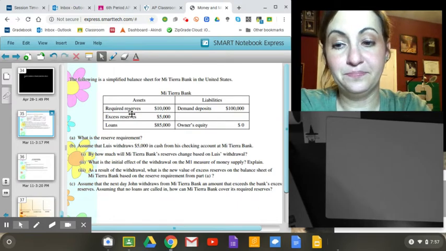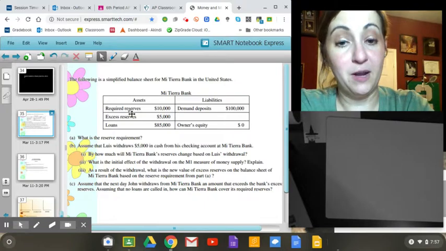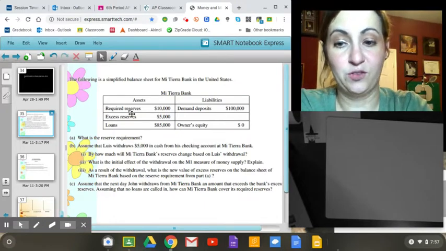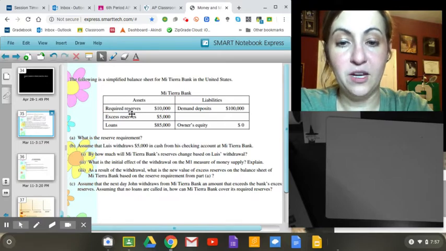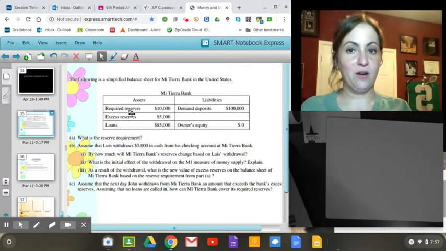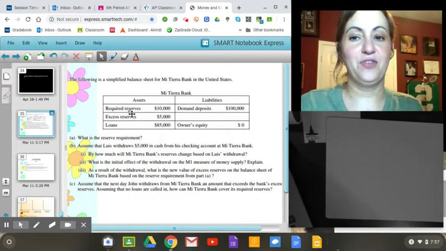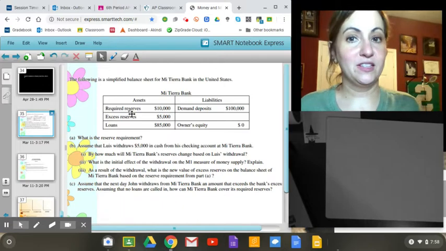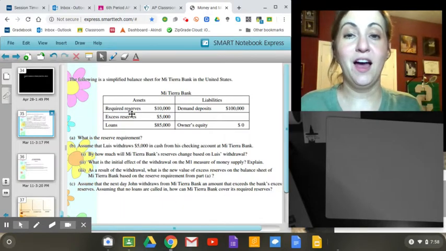And C, assume that the next day, John withdraws from Multiplier Bank an amount that exceeds the bank's excess reserves. Assuming that no loans are called in, how can Multiplier Bank cover its required reserves? Okay, so right now I want you to pause. Give yourself 10 minutes and then try to figure it out. If you get stuck, then you can press play, or if you're done, press play, and then we'll go over it.